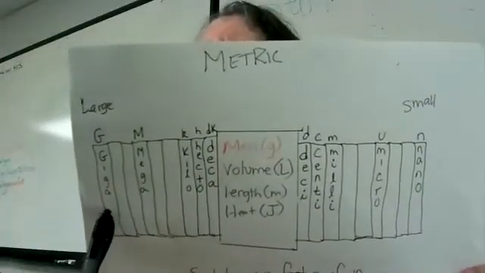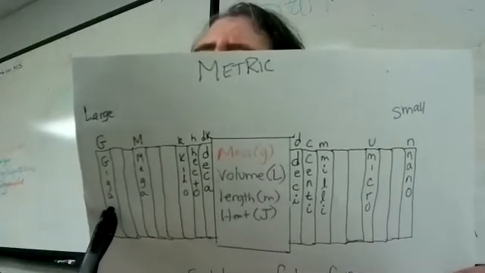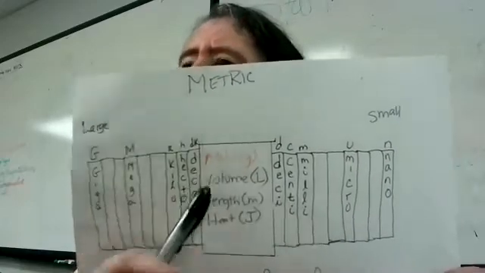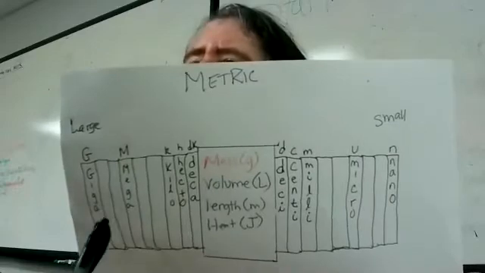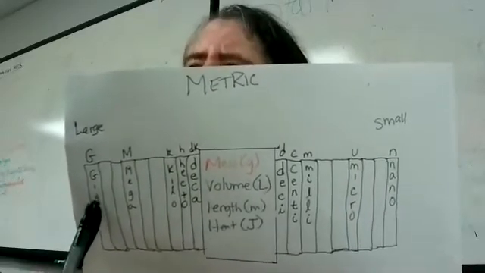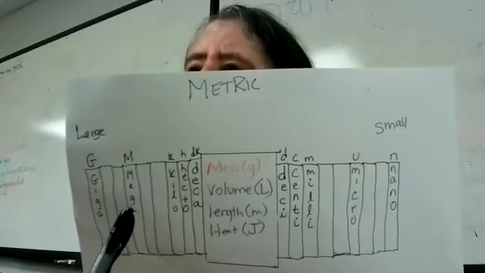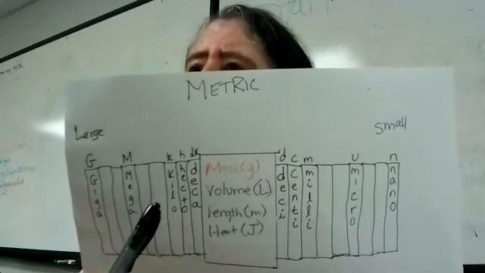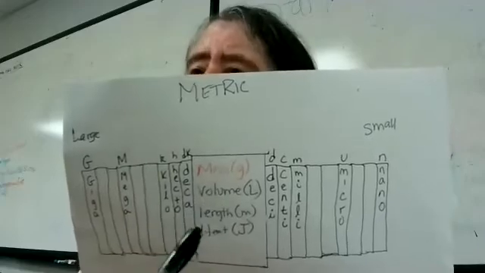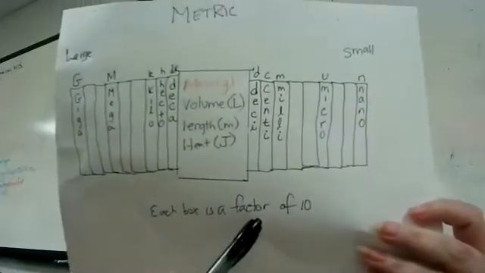I'm going to start here at gigagrams. I'm not going to count that box. I'm starting from there. But I am going to count every box, including these blank ones, including this middle one, to go from gigagram to decigram. So starting here, I'm not counting that box. I go 1 box, 2 boxes, 3 boxes, 4, 5, 6, 7, 8, 9. Yes, I'm counting the middle one. 10 boxes.